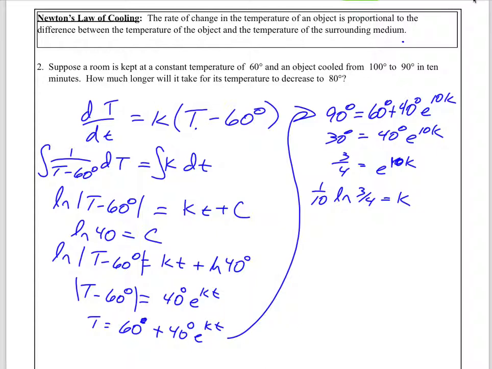So is K always a natural log? It tends to be. So we're looking at T equals 60 plus 40 e to the 1/10 natural log of 3/4 times T.